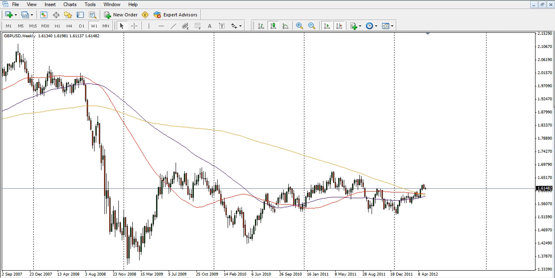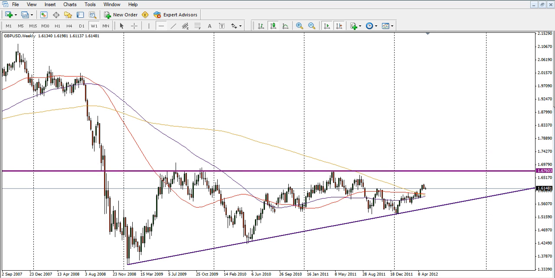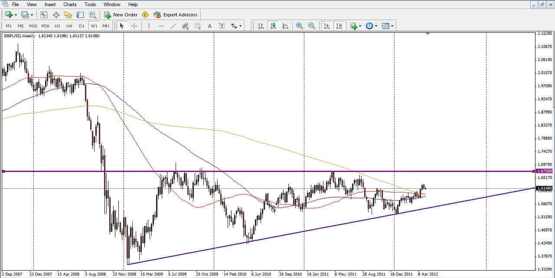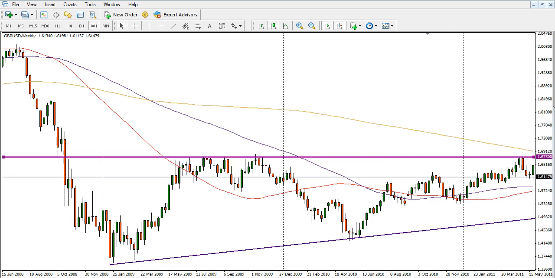Okay, let's have a look at cable. Let's have a quick look at the weekly. We've spoken about it a million times before. This trendline support has been holding very well. We have a nice little wedge here at around, I think it's 1.6750 level. It's very technical on cable. You still have to say the odds are towards the upside, but maybe not for this week.